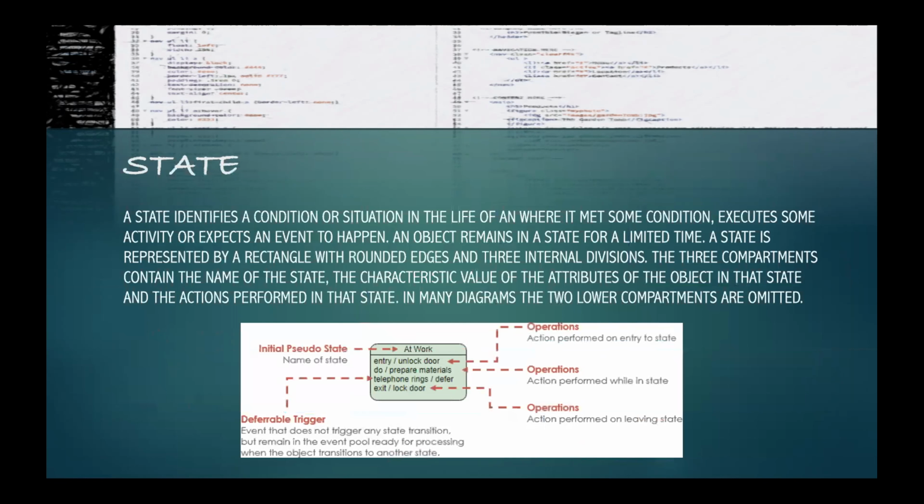A state is represented by a rectangle with rounded edges and three internal divisions. The three divisions contain the name of the state, the characteristic values of the attributes of the object in that state, and the actions performed in that state. In many diagrams, the two lower divisions are not used.